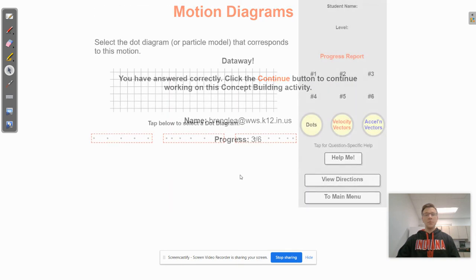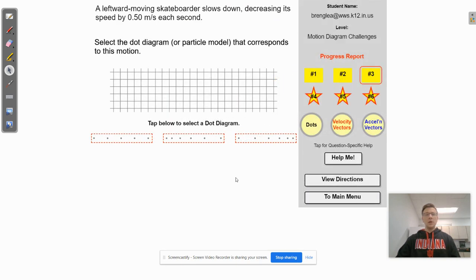Okay. All right, we will do one more. This one is another slowing down. Actually, we've done 3 of the 6, so I'll let you finish the rest of them on your own there.